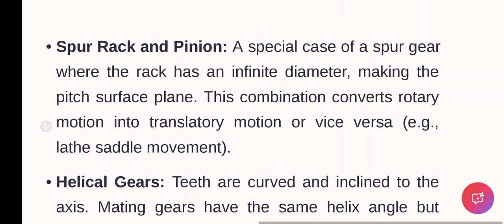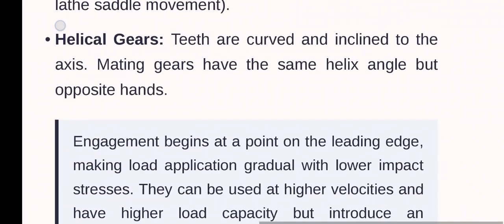Spur rack and pinion. A special case of a spur gear where the rack has an infinite diameter, making the pitch surface a plane. This combination converts rotary motion into translatory motion or vice versa. Example, lathe saddle movement.